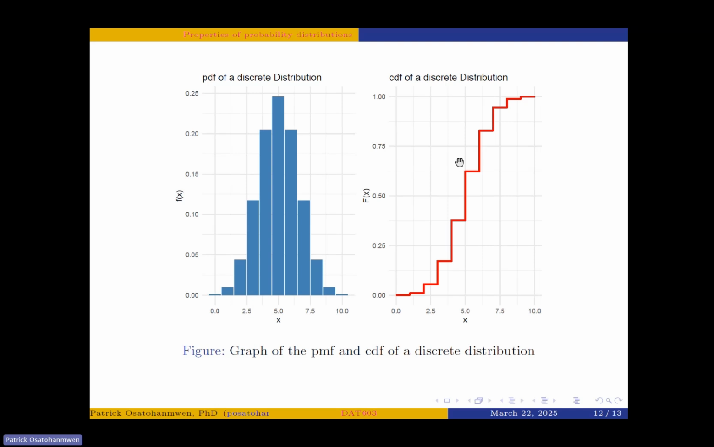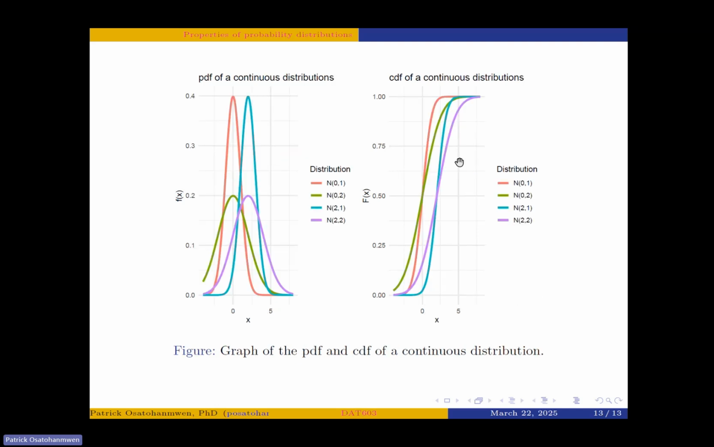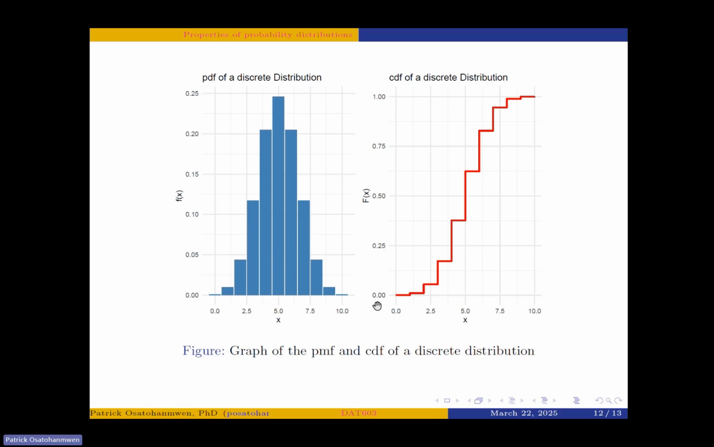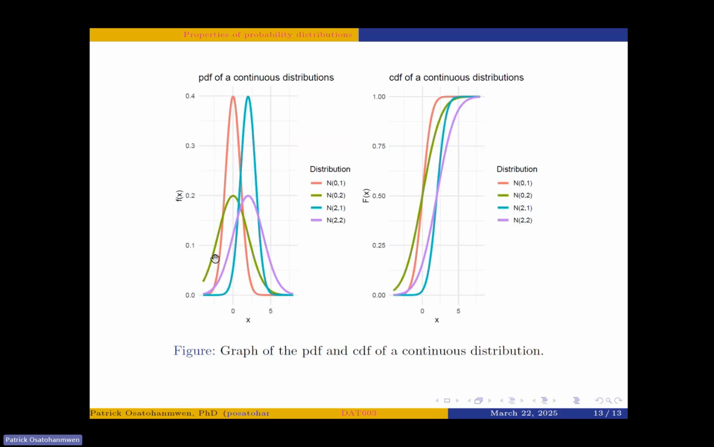Then we also have the PDF of a continuous distribution, which is in this form. You can see the way it is. It is not like this histogram here. It is a smooth function because the PDF is continuous and differentiable. Then we also have the CDF, which also peaks at 1 because it cannot be greater than 1. So this is essentially what probability distribution entails.